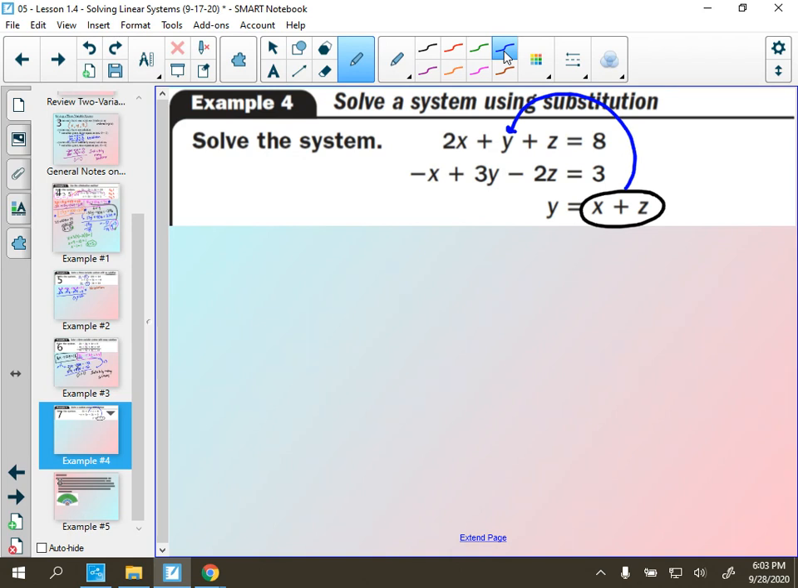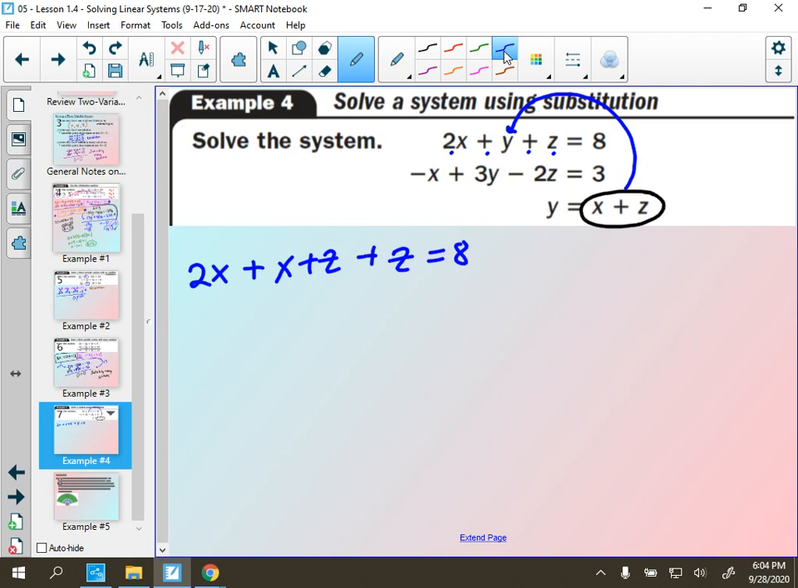So let's start with that one. So 2x, I'm copying down this 2x. I'm going to replace that y with this whole expression. So basically x plus z. So plus, I'm copying down that plus. Now I'm replacing my y, x plus z. And then plus this z that's already there equals 8.